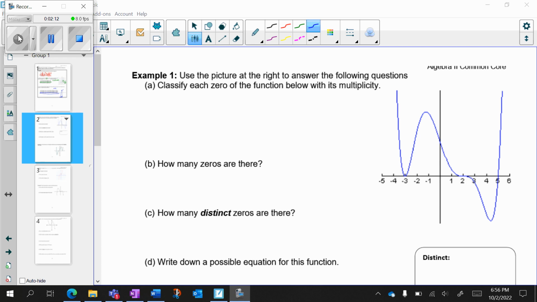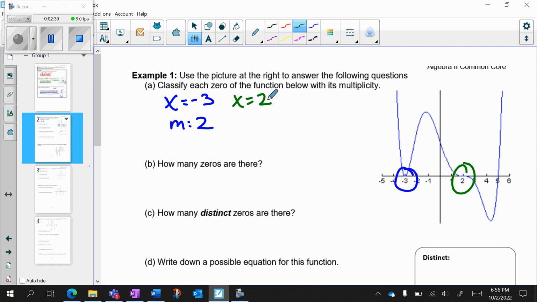Let's take a look at the next page. Example 1, use the picture at the right to answer the following questions. A, classify each zero of the function below with its multiplicity. Okay, let's see. So here, when x is equal to negative 3, it has a bounce, so it has a multiplicity of 2. Here, when x is equal to 2, there's a squiggle, therefore the multiplicity is 3. Here, it goes straight through at x equals 5, and therefore the multiplicity is 1.